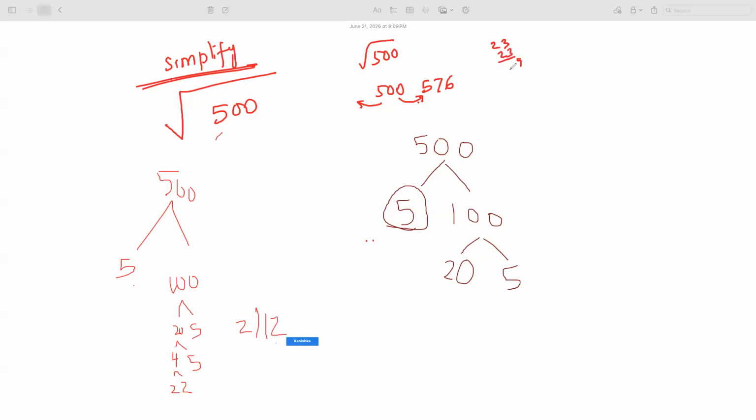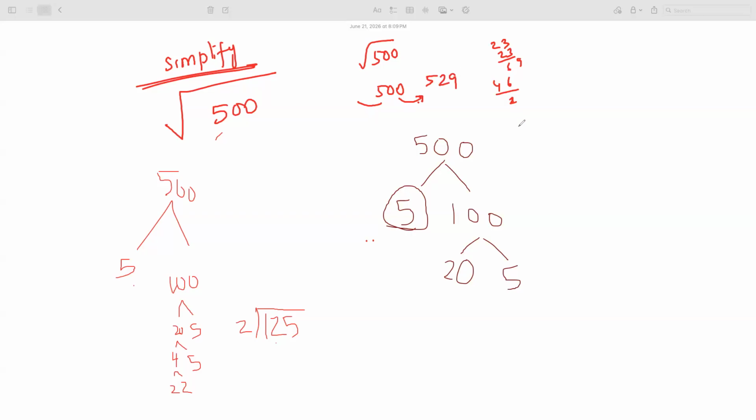23 squared is 529. So basically 23 squared is 529, but 529 is still bigger than 500. Yeah, so this has to be like this then. Yep. Good find. 529 is here.